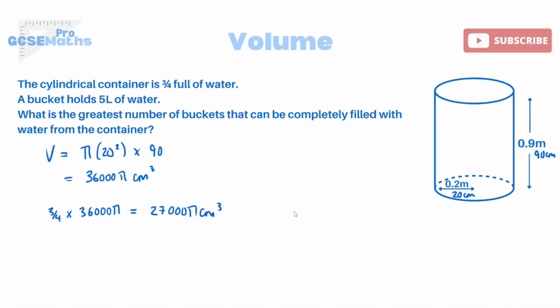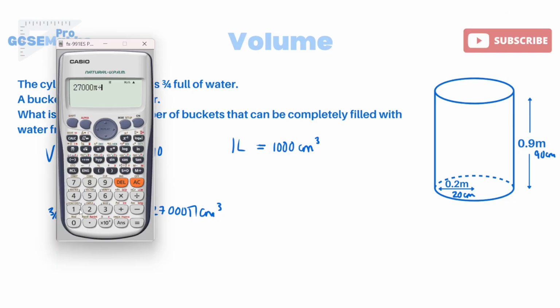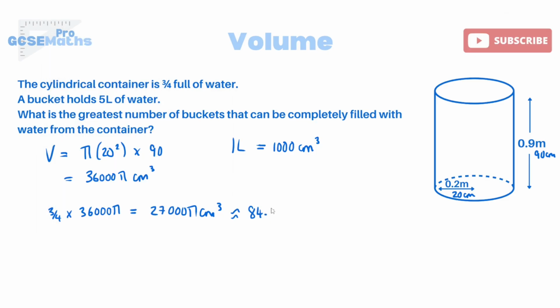So the bucket is 5 litres though, so we also need to do a conversion, which is why I preferred to use centimetres instead of metres, because I know the conversion: 1 litre is 1,000 centimetres cubed. So I'm going to convert the 27,000 pi into litres. We can just divide that by 1,000, which is obviously 27 pi, but I might just actually look at the numbers now. 84.8 litres.